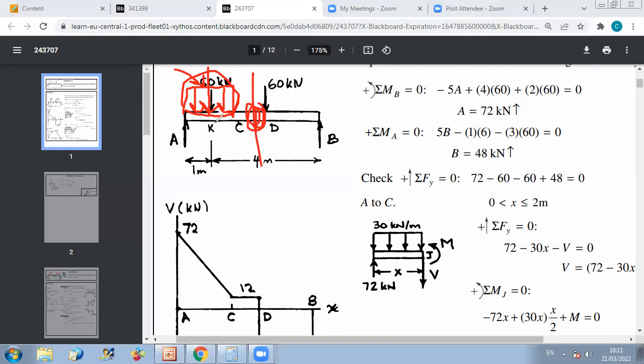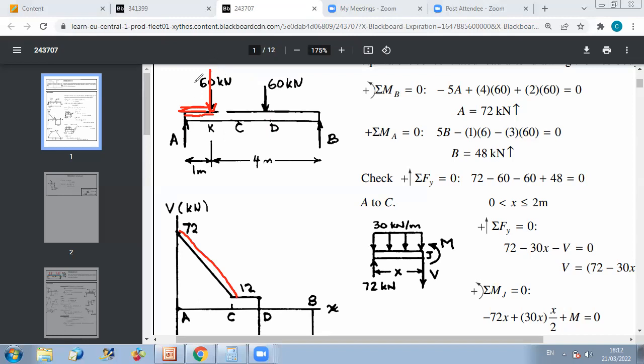But when I'm studying what is happening in any part between A and C, I cannot say I will replace the distributed load by a concentrated force, because look, if you just do the comparison, if you replace your distributed load by one resultant force, and then you look at what is changing between A and K, then you will say nothing is changing here. So V should remain constant between these two. While actually it's not the case. V is varying linearly from A to C.